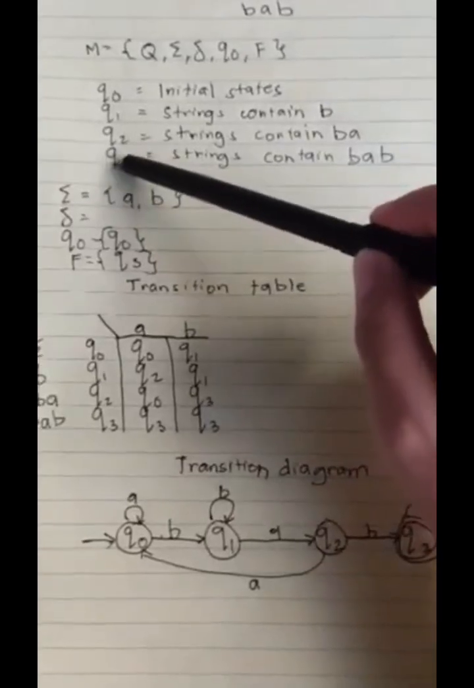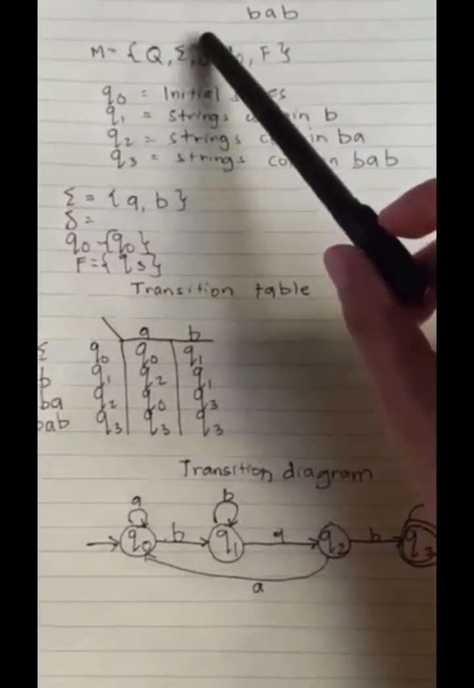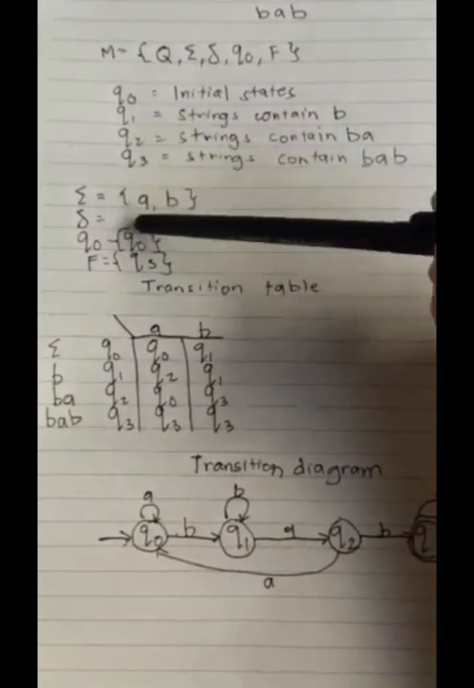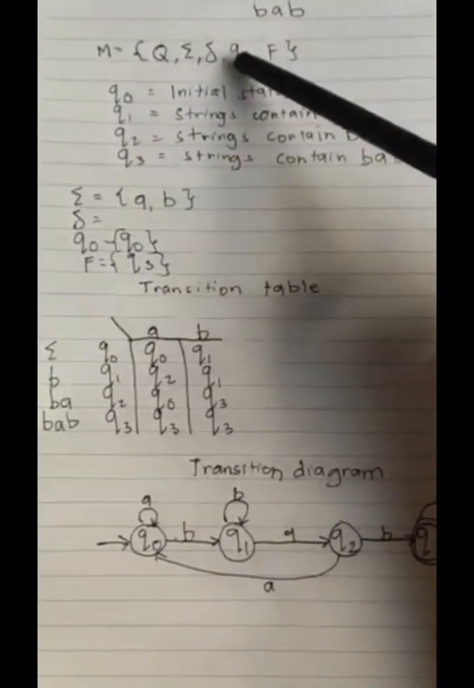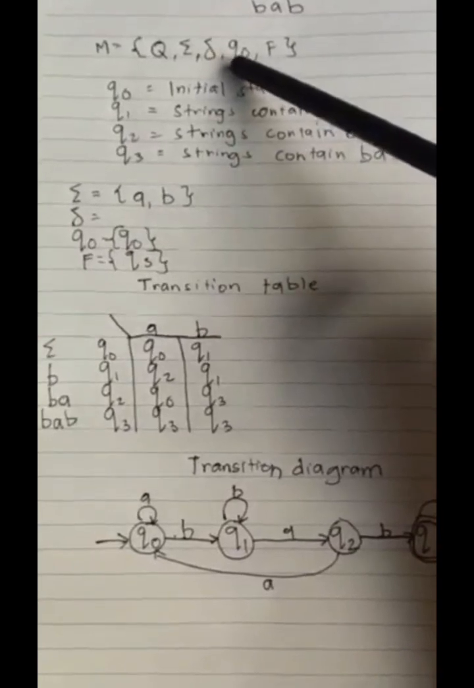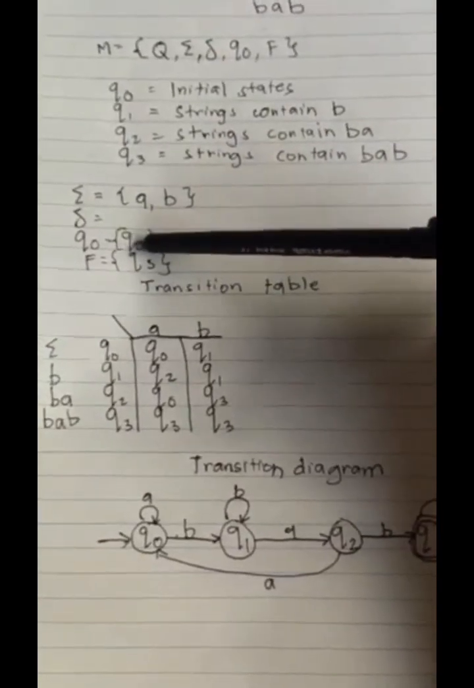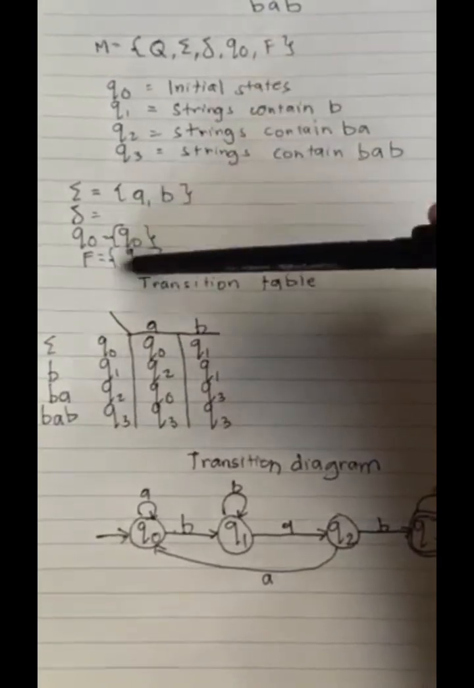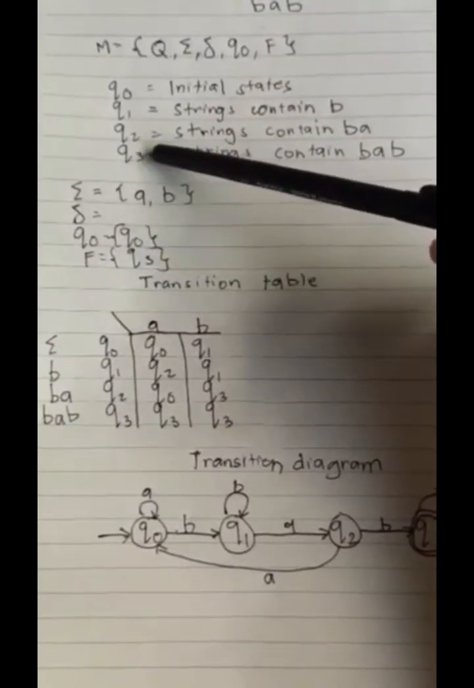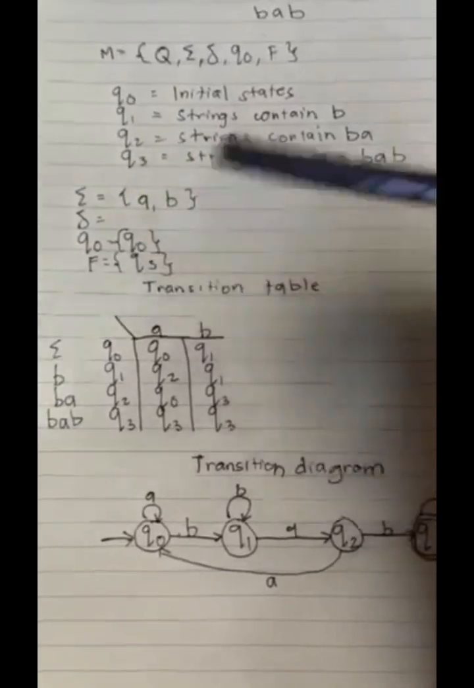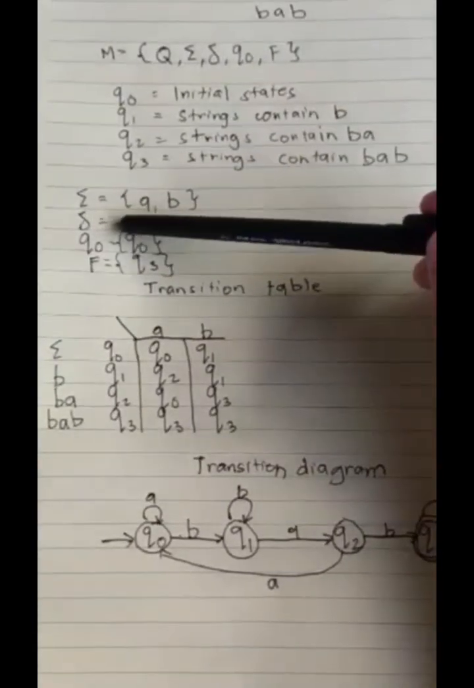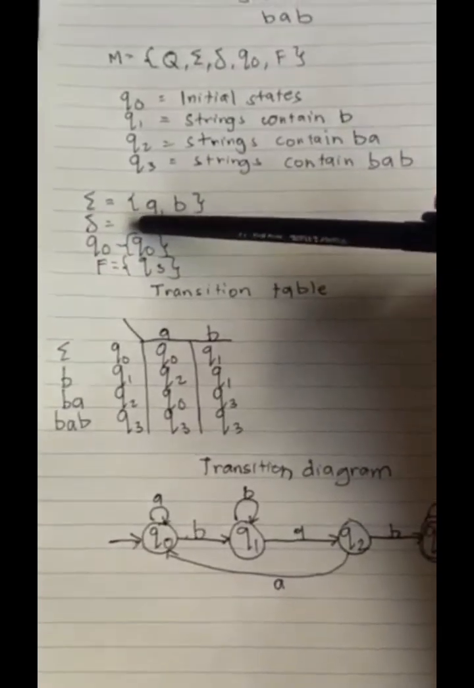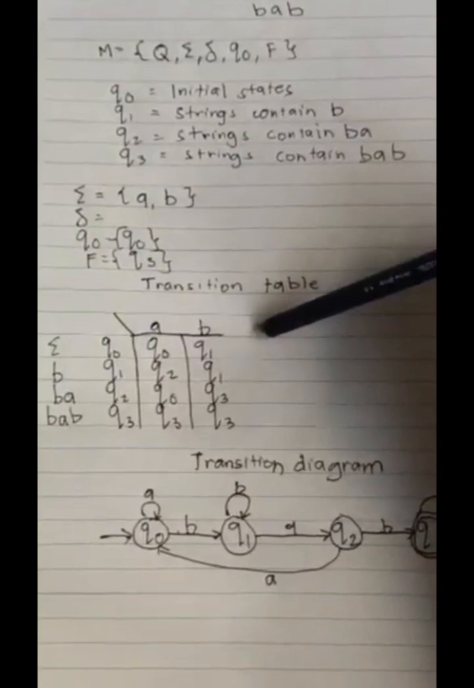So this is our final state. For our sigma, we need to call the alphabet, so we put A and B. For our Q0, we put Q0. And for the F, we put Q3 because this is our final state. So all we need to do is to find the transition function. For that, we create a transition table.